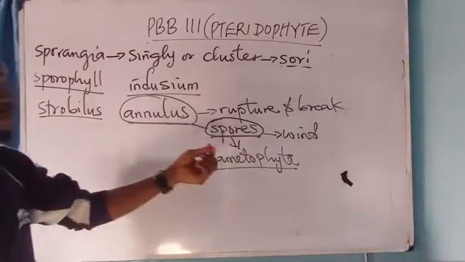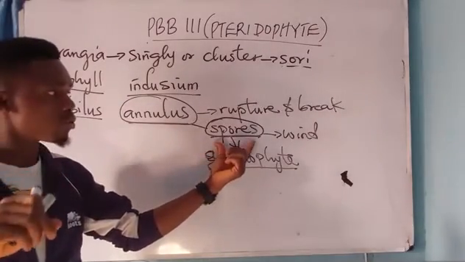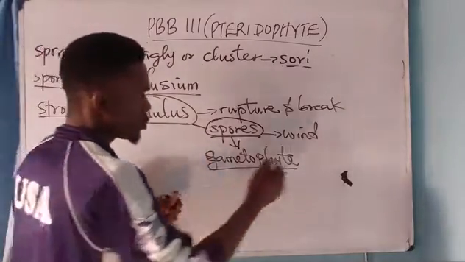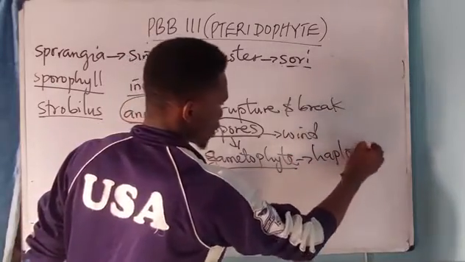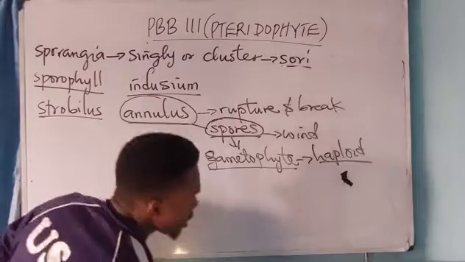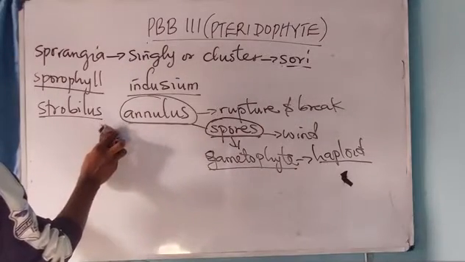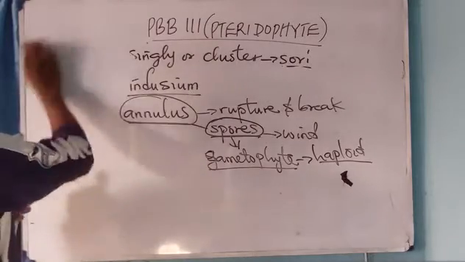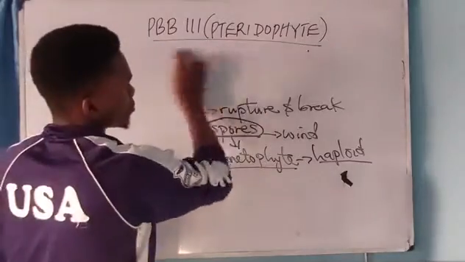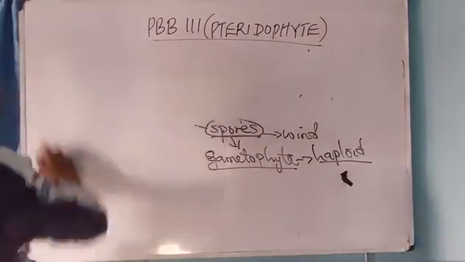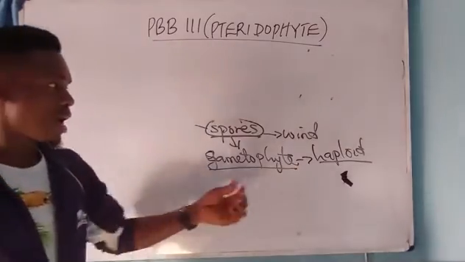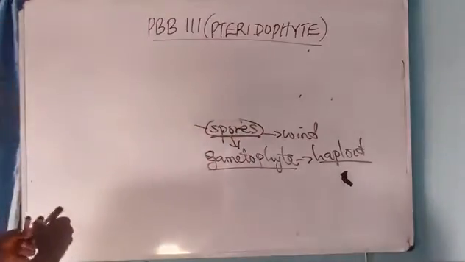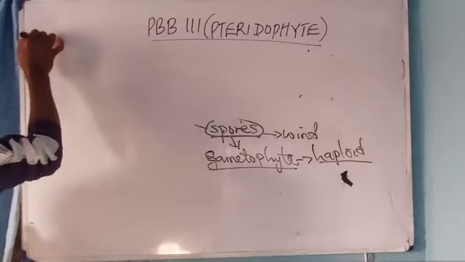As soon as it breaks, it releases what? Spores. Now these spores, upon germination, produce what? The gametophyte stage. And this stage, I told you, is always what? Haploid. It's always haploid. Take note of that. Now, the gametophyte stage, which is haploid, it carries the male antheridia and the female archegonia.